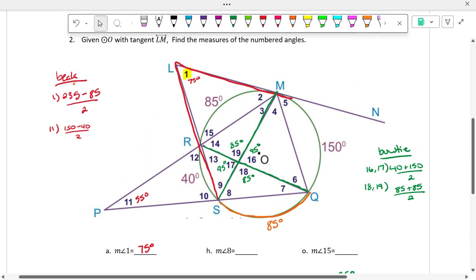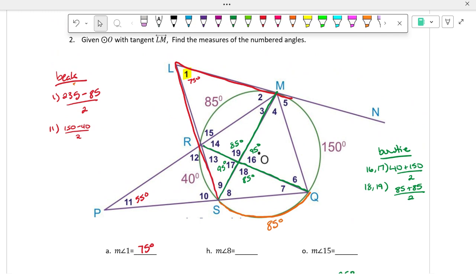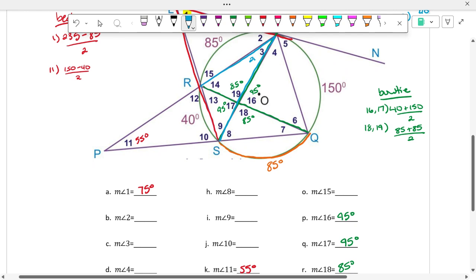All right, now we're just going to do inscribed. There's a lot of inscribed. Someone name me one. Let's do 3 first because that's what I heard first. So 3 is inscribed. It's right here. What's its intercepting arc? 40. And how would I find it? 40 divided by 2. So that's 20. So angle 3 is 20.